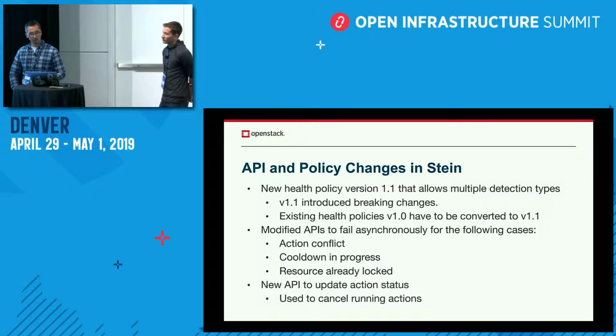Another change that we made was to introduce a new API to be able to update the action status. That's mainly used so you can cancel an ongoing action, because a lot of times when you were scaling up and it was taking a long time, you might want to be able to cancel it. So we introduced that action.